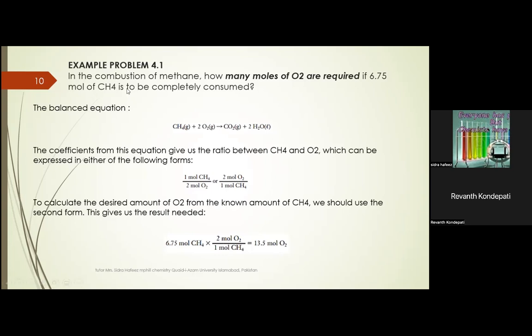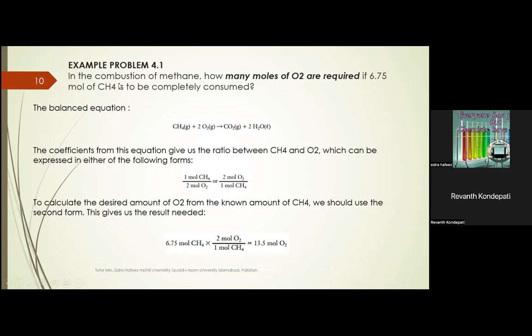In the combustion of methane, how many moles of oxygen are required if 6.75 moles of methane is to be completely consumed? The first step in this type of problem is to write a balanced chemical equation. Sometimes the balanced chemical equation is given in the statement, but sometimes not.